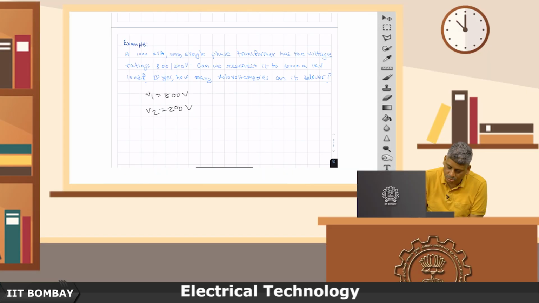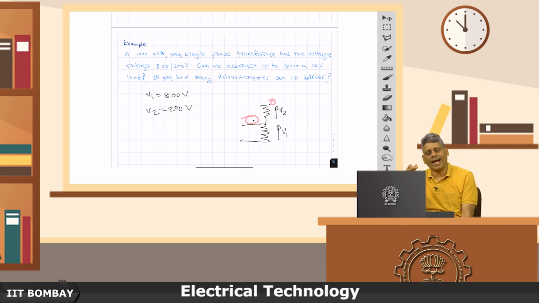Can we reconnect it to serve a 1 kV load? Yes, we just saw that. Stack this V1 with this, with proper dot markings, please note. I can also stack it to make V1 minus V2, but that is not the idea at all. In the autotransformer, we are stacking it in such a way that V1 plus V2 becomes available at the output.